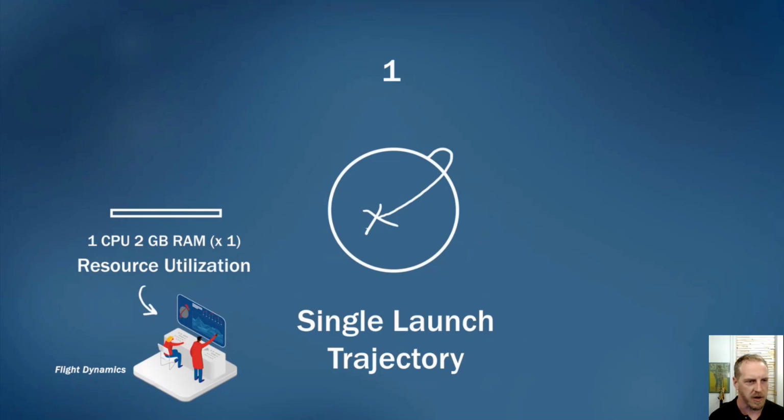And to talk more in depth about the resource utilization, calculating a single launch trajectory is something that we've done a lot. And it's actually a really straightforward process. There's a lot to it, but we've done it so many times that essentially almost any engineer we have can go through and do launch trajectory analysis. If we're doing a single launch, then it's pretty straightforward in terms of resource utilization.